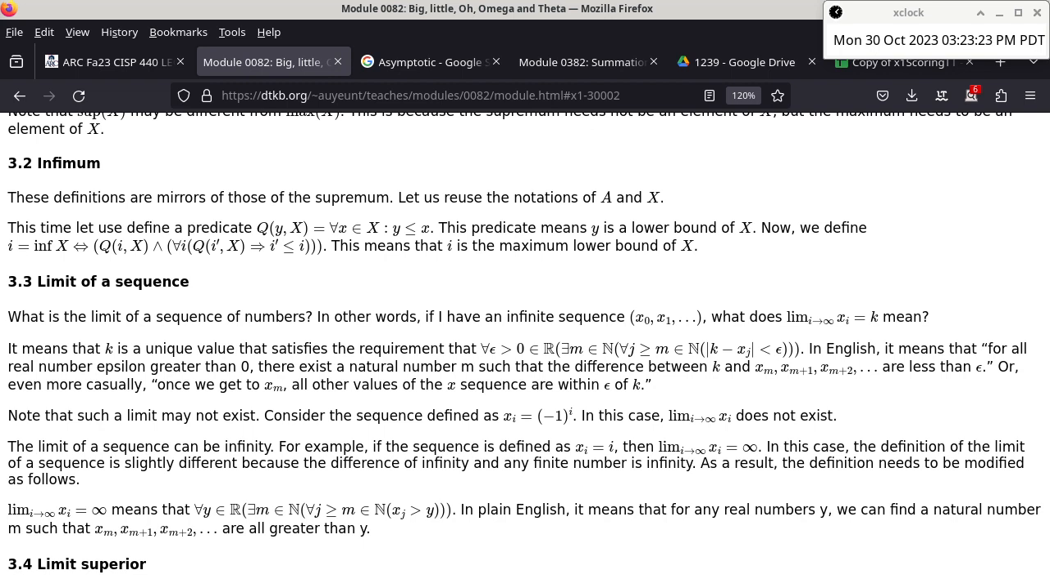I'm going to pause a little here to see if there are any questions. No questions? Okay, I'm going to say that one more time. We are trying to answer the question: what does it mean when I say the limit, as i approaches infinity, of x of i is k? What does that mean?